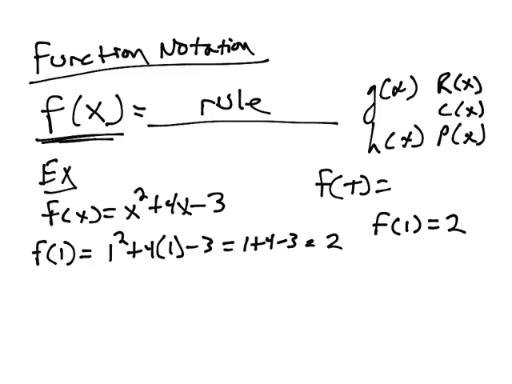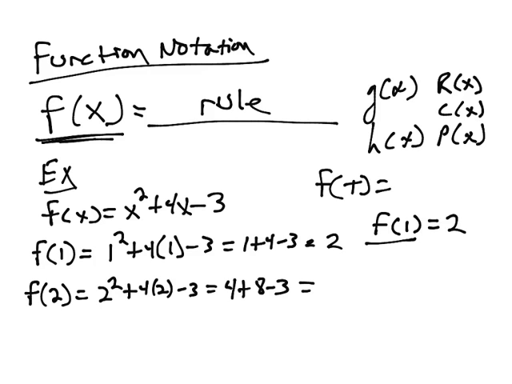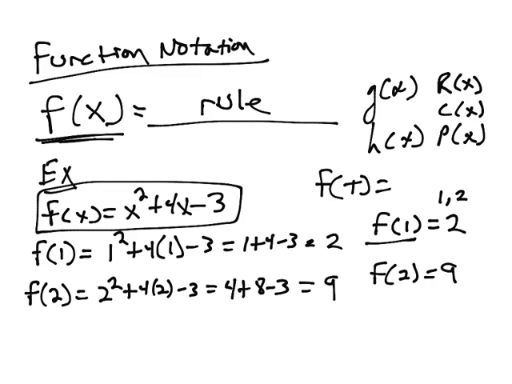You're going to have f parentheses a number all the time. You'll never just have f by itself equals a number. If we plug in 2, we'll get 2 squared plus 4 times 2 minus 3. So that's 4 plus 8 minus 3, which would give you 9. So we have f of 2 equals 9. These are all going to be points on the graph of the function. (1, 2) would be on its graph, (2, 9) would be on the graph of that function, and so on.